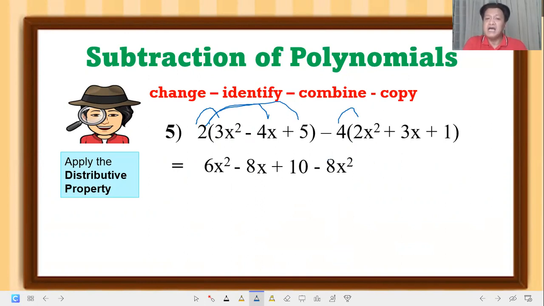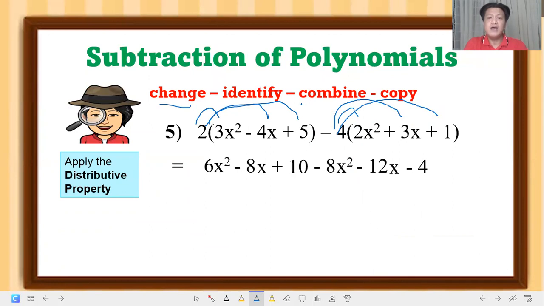Remember, habang ginagawa ko yung steps na to, habang nagdi-distribute ako, nag-change na ako ng sign. Kaya nga nagagawa na natin yung change and later on, yung identify, combine, copy. Okay, nagagawa na rin natin yung kinokopya natin siya. Okay, later on. And then we have to multiply also the negative 4 times 3x, that is equal to negative 12. And negative 4 times 1, okay, always remember, don't forget the variable. And that is negative 4 times 1, that is negative 4.